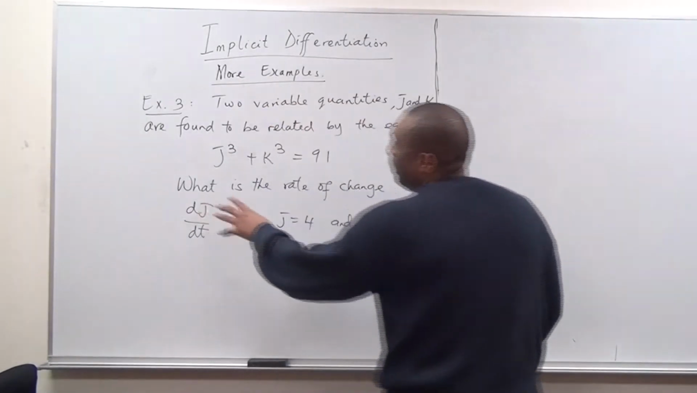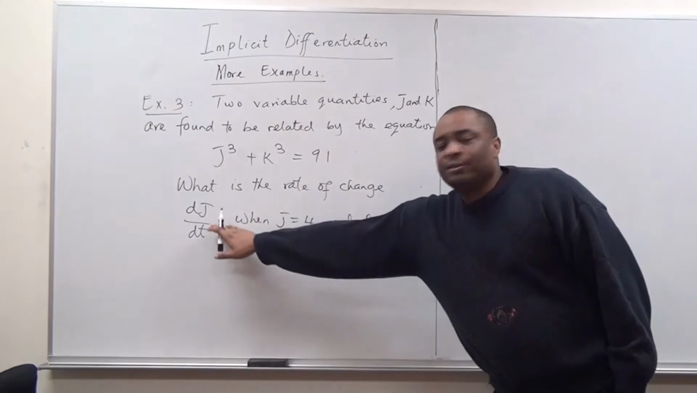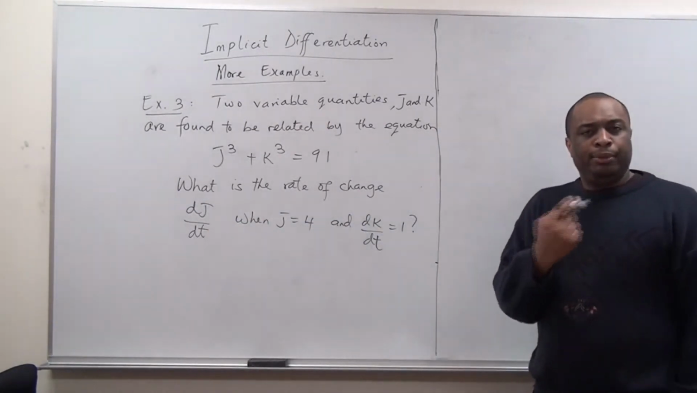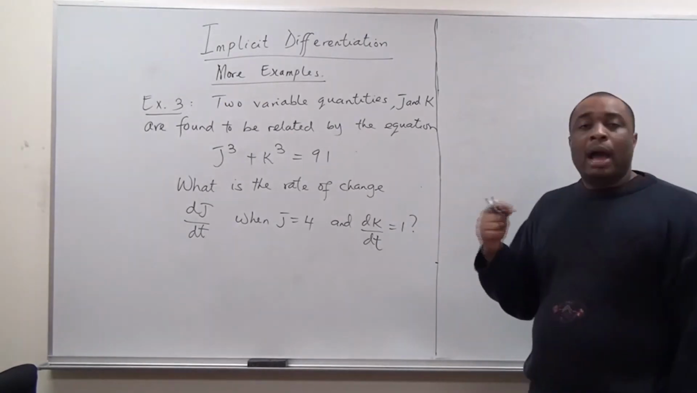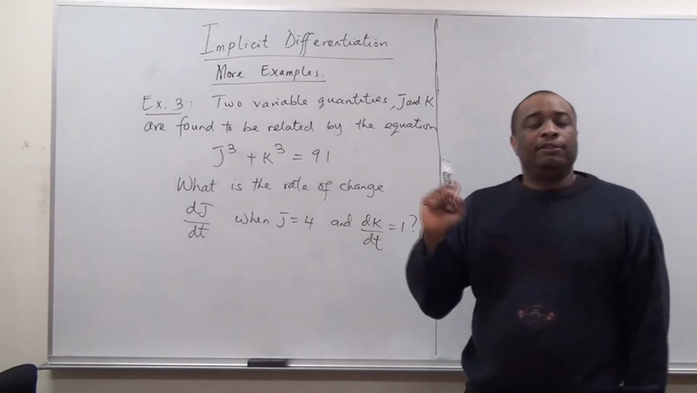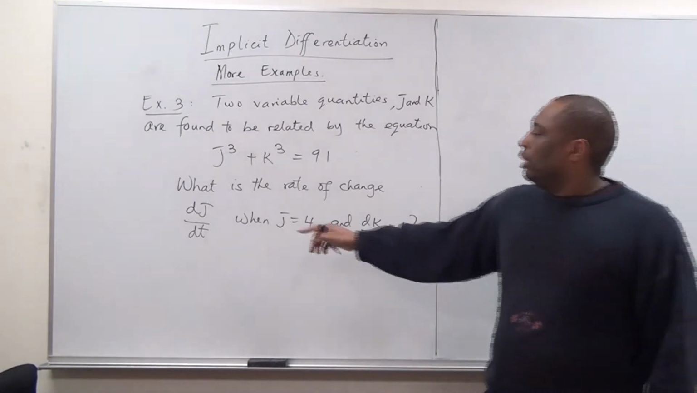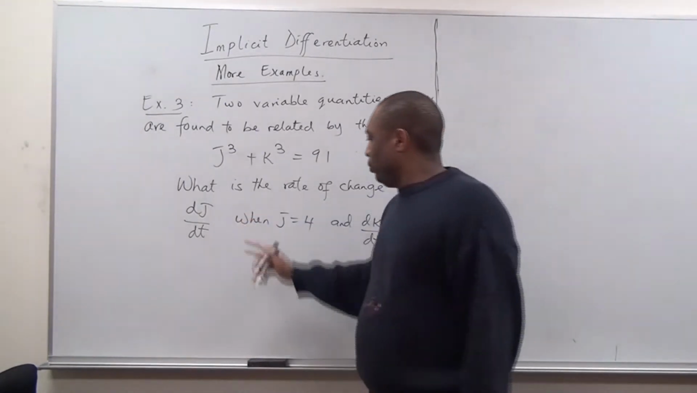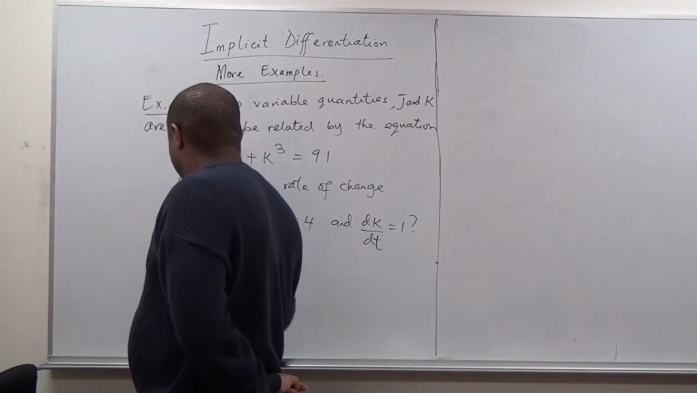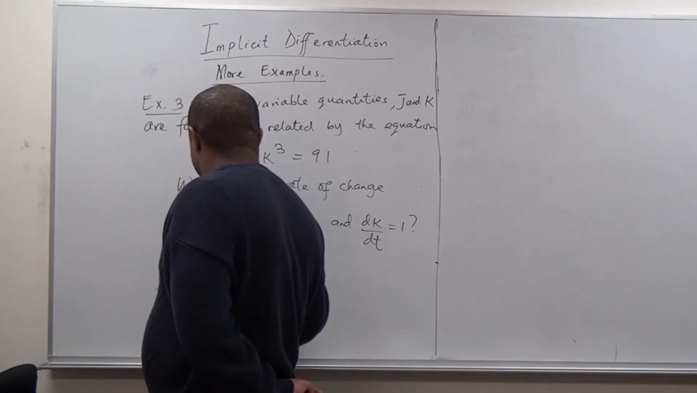Okay, now look at this problem. We want to find dj dt, and if you go back to the previous videos on application of differentiation, one of the applications of differentiation is to find the rate of change. So how do we find dj dt? We found that dj dt is equivalent to saying dj dk times dk dt.